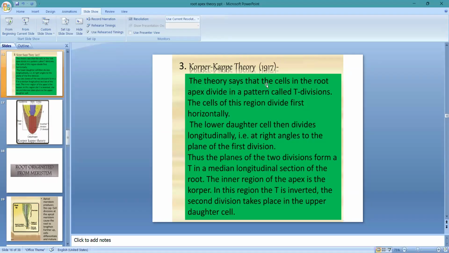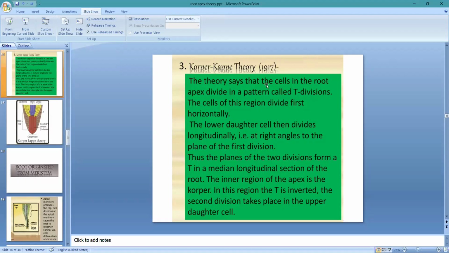He differentiated two zones in the root apex: the T was straight in the center of the root, whereas in other regions this T is inverted, an inverted T. These two zones of the root apex, delimited by the T and the inverted T, were named Korper and Kappe respectively. Korper means body and Kappe means cap.